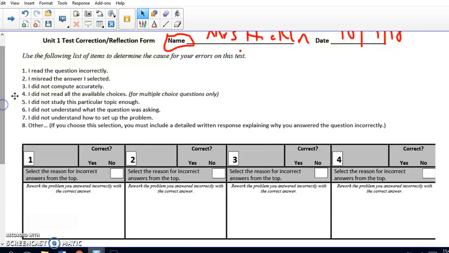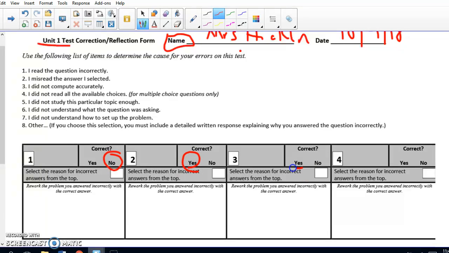The first thing you're going to do is take your list and look at the reasons why you missed the questions. This is for our Unit 1 test, and so I'm going to give you a quick example of 1 or 2 problems from the test to help you, and then I'm going to let you do the rest. So let's say that I first got my data and I've corrected, indicating whether I got them correct or not. So I'm going to say I missed number 1, it was not correct. Number 2 was correct, number 3 was correct, and number 4 was not correct.